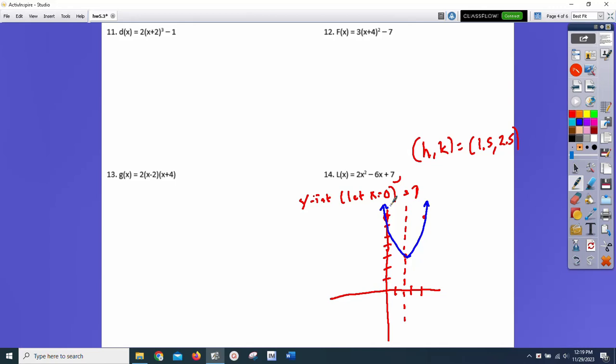Lame, huh? Domain, once again, is negative infinity to infinity. Range, the low y value was right there at 2.5. It's kind of hard to see because I messed up, but that was 1.5, 2.5. So the range, the low y value is 2.5, and she rises to infinity.